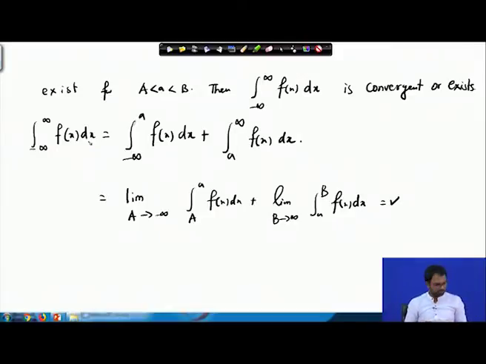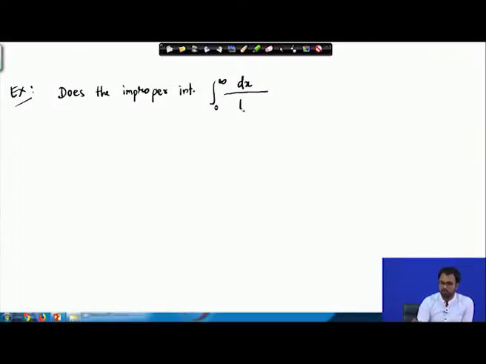Now, let us evaluate an example. So, we have given a few definitions, and now we are going to work out a few examples. So, let us go to a new page. Example. Sometimes I am not good at keeping track of the examples, so I will just write ex. Okay, so the very first question is, does the improper integral from 0 to plus infinity dx by 1 plus x square exist?